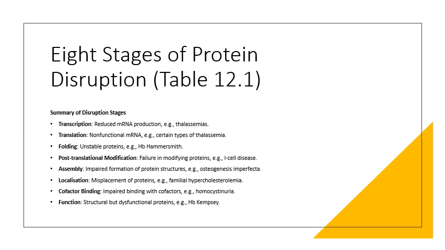In protein folding, we have examples in HB Hammersmith. Localization, which is misplacement of proteins. An example is familial hypercholesterolemia, which is high cholesterol that is inherited due to mutations in various genes. And disorders in protein function, which could be structural but dysfunctional proteins are produced. Example would be HB Kemsey disease.